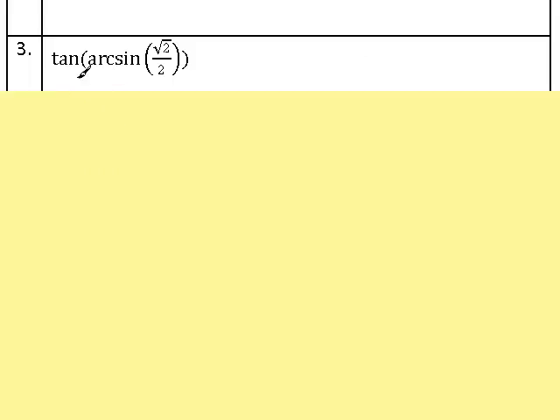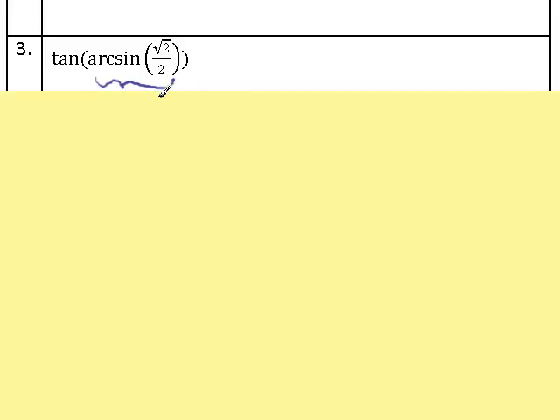In number 3, we're looking at the tangent of this angle, arc sine square root of 2 over 2. First of all, what is arc sine square root 2 over 2? This is an angle whose sine is root 2 over 2, and it must be in quadrant 1 because it's a positive value. If we're talking about positive sine values, then the angle is necessarily in quadrant 1, or for negative sine values, a negative angle in quadrant 4. That's because of the range of arc sine.